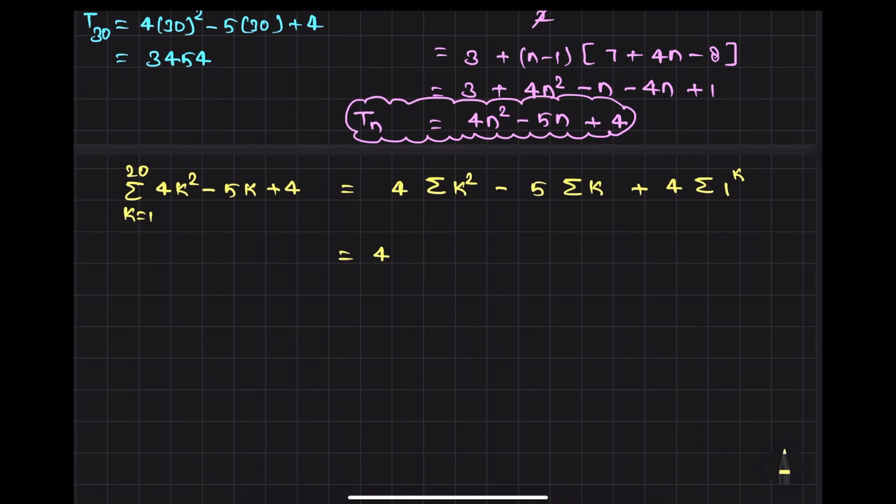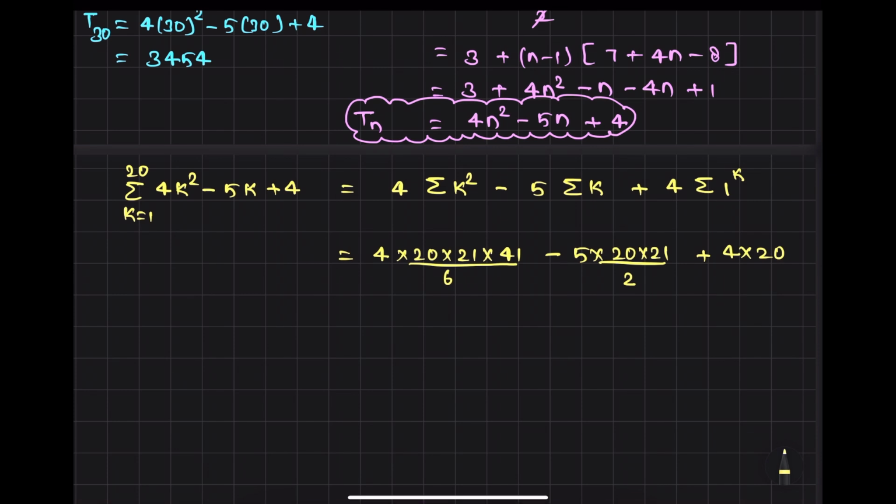So it will become 1 square plus 2 square plus 3 square plus 4 square, and it will go till 20 square. So sum of squares of first 20 natural numbers is n into n plus 1 into 2n plus 1 by 6, minus 5 times n into n plus 1 by 2, plus 4 times 1 plus 1 plus 1 plus 1. How many times? 20 times. So it is 20.